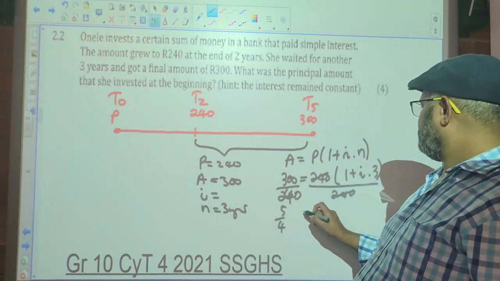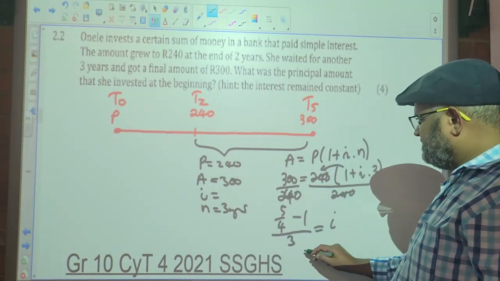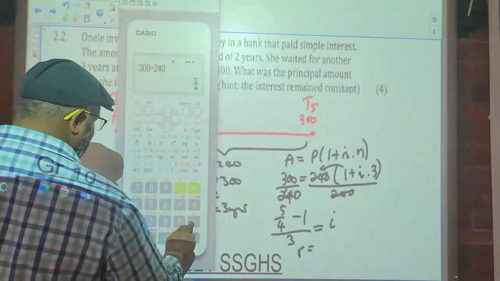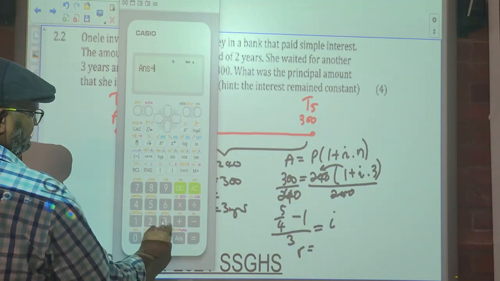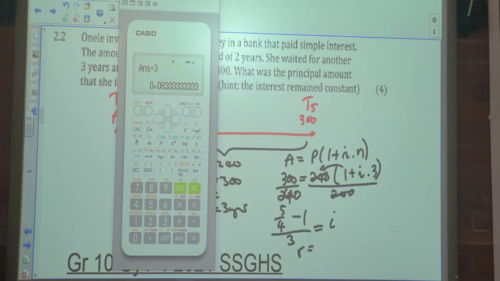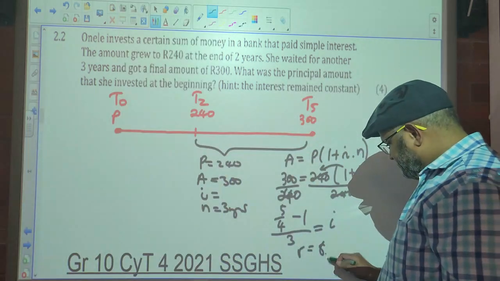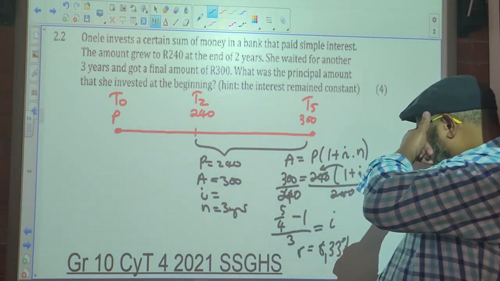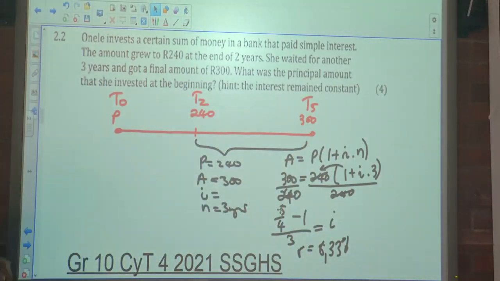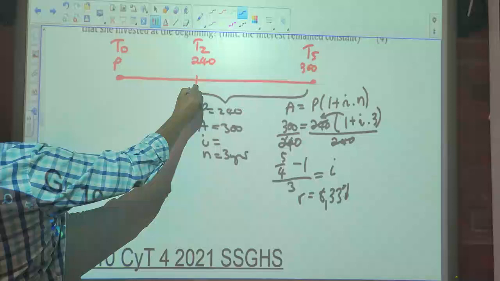So it's 5 over 4 minus 1. Then I divide it by 3. So that's your I, but I want the rate, so I times it by 100. So it's 5 over 4 minus 1 divided by 3. So the interest rate is 0,0833, which is 8.3%. The rate is 8.33%. So now we will consider this part now. Now we're working from here.